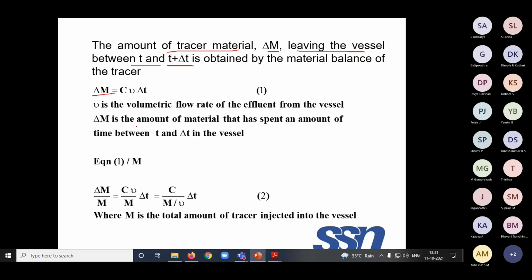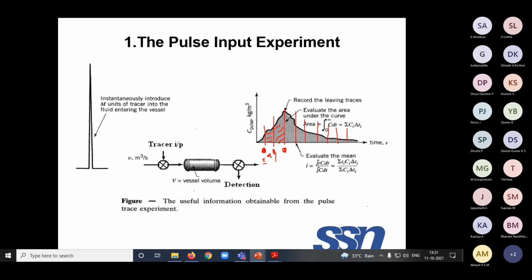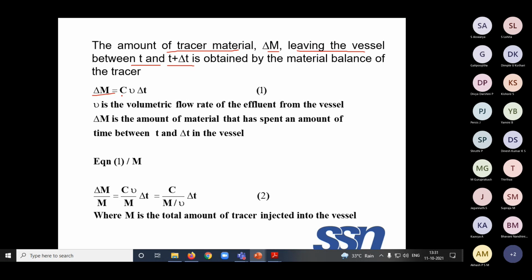Delta M, how much is that? That is nothing but, in this, how much is coming? This is delta M1, this is delta M2, this is delta M1. So if I add all that, I get total M. Am I right? So to get delta M, it is nothing but C into V into delta T.